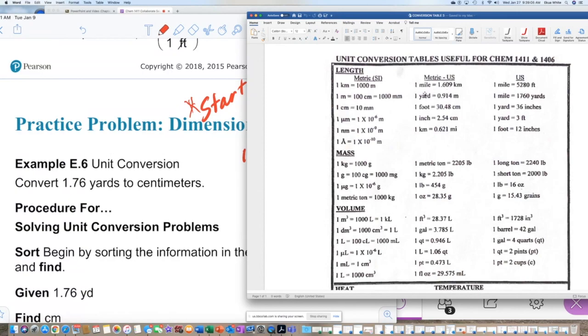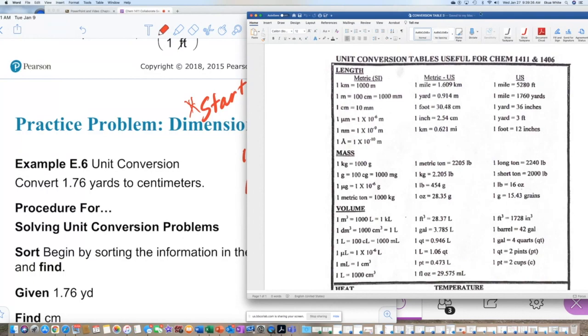Now I found a yard to meter equality. I did not find a yard to centimeter equality. So the yard to meter only takes me so far. I want to go to centimeters. So imagine this was kind of like a game where you're progressing from one end to another. We've made it from yards to meters. Now we have to go from meters to centimeters. So I can go back here. I think I saw a meter and centimeter right there. 1 meter is 100 centimeters. So I'm going to write this right here. 1 meter is equal to 100 centimeters.